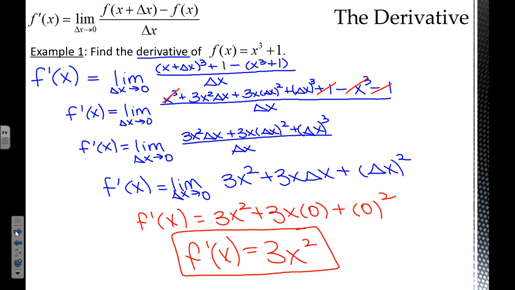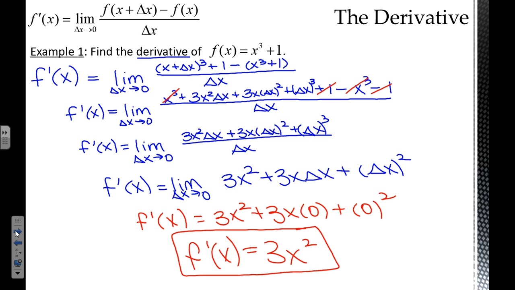I will tell you the only time you won't have an x appear in your derivative is when you're taking the derivative of a linear function. You're going to get a constant because a linear function has constant slope. Okay? So, the derivative of x cubed plus 1 is 3x squared.